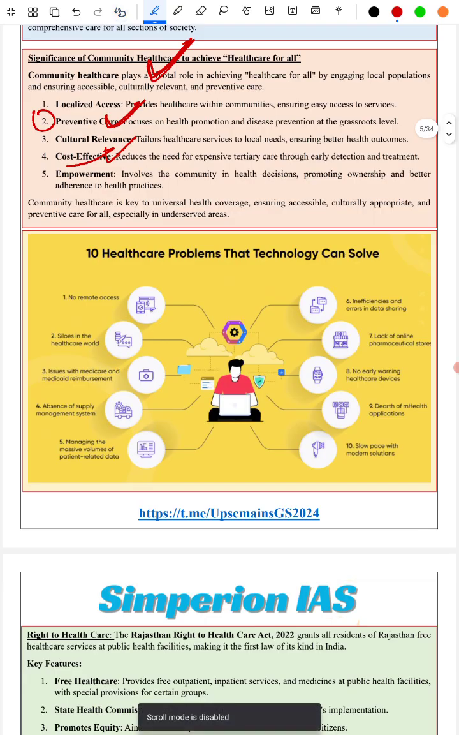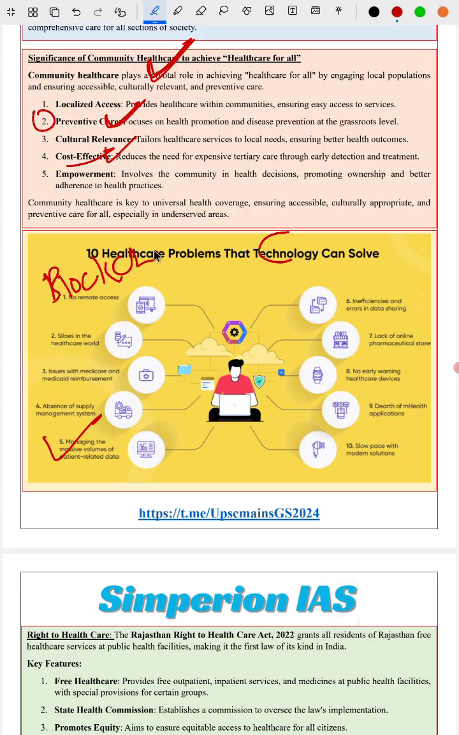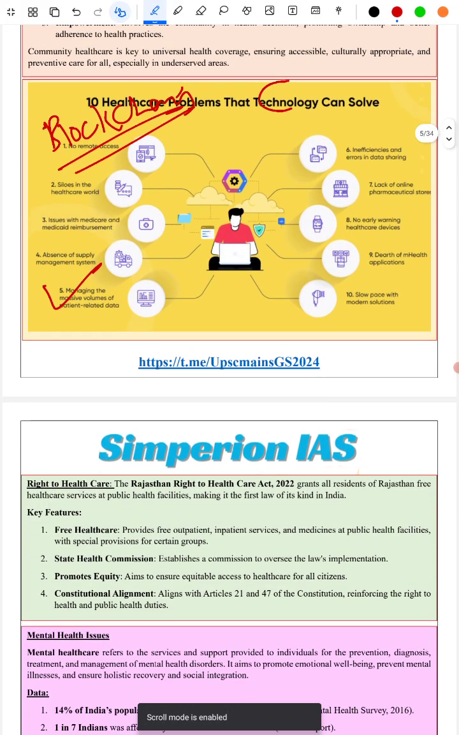Next, one of the emerging topics and very relevant in today's context is 10 healthcare problems that technology can solve. The topic like telemedicine in the remote areas, and managing a lot of patient related data using new age technology like blockchain can be used so that the data is safe, because the medical data is very sensitive. So we have covered 10 healthcare problems that the technology can solve. One of the important is telemedicine.